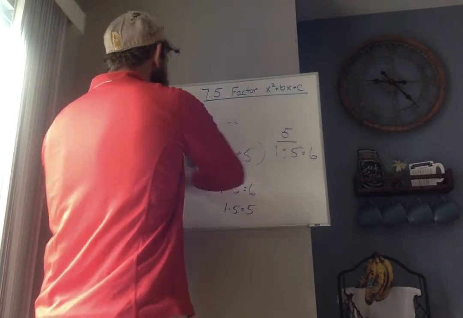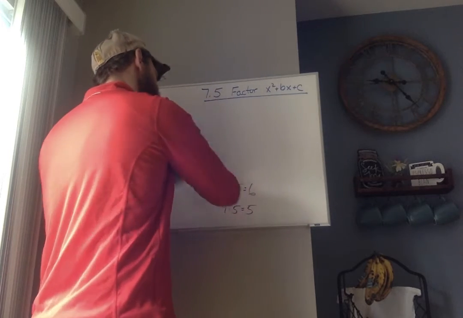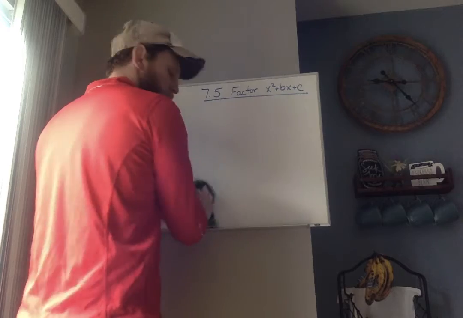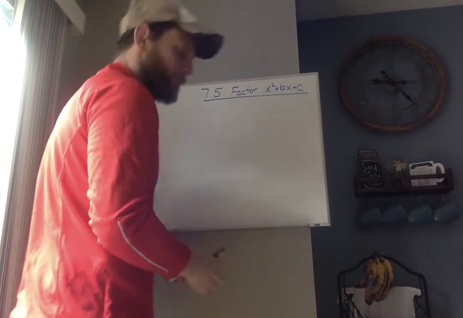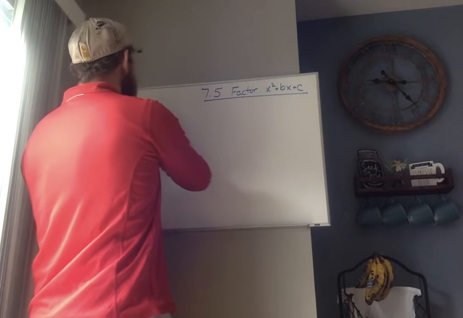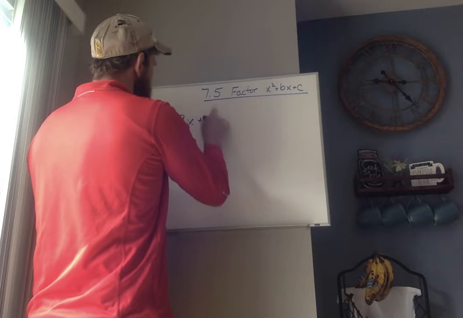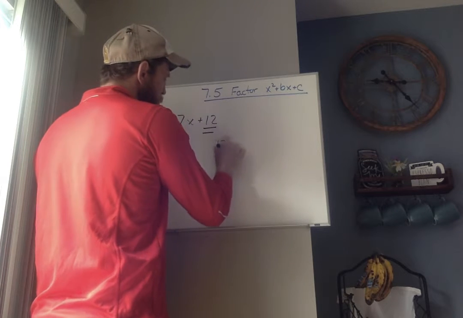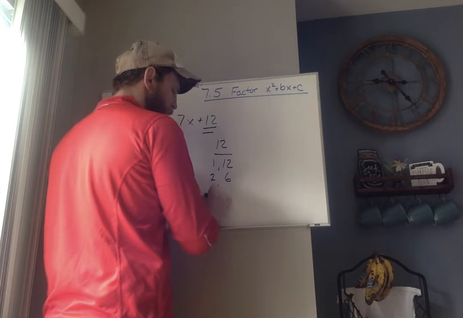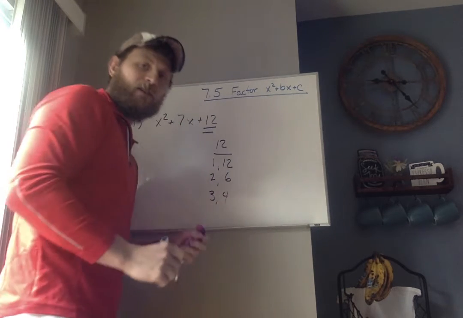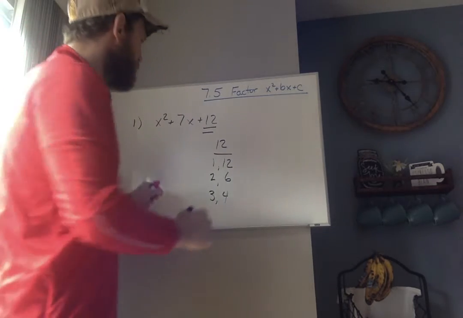So let's look at the checkpoints. Let's look at number 1. It says x squared plus 7x plus 12. So we're going to focus on the 12. What are my factors of 12? 1 and 12, 2 and 6, 3 and 4. Okay, and I can stop here because if I go to 4, it would be 4 and 3. It's the same thing as that.